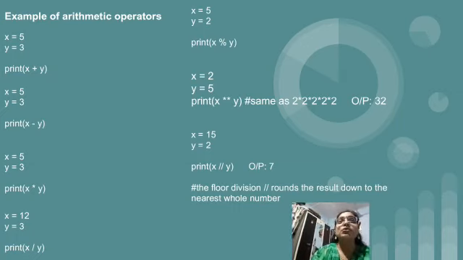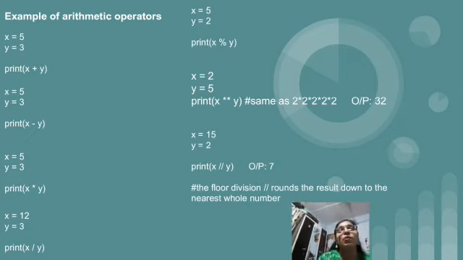Then x equal to 2, y equal to 5, and now we are using exponentiation. The exponential operation is nothing but raised to, as we say a square or a raised to b. So now we have written x exponentiation y, which means x raised to y. What is the value of x? 2. So 2 raised to 5 means multiplying 2 five times, which is 32. So 32 will be the output. So double asterisk is the exponentiation operator.